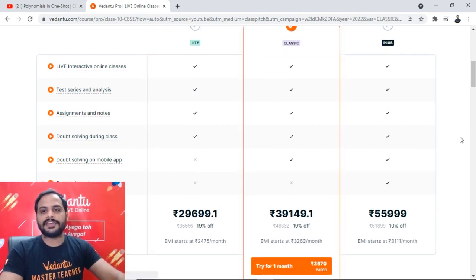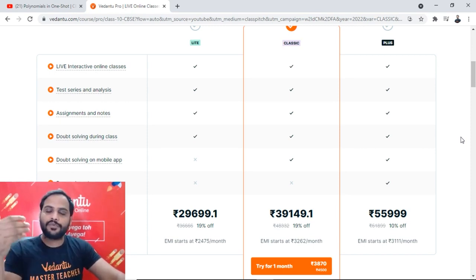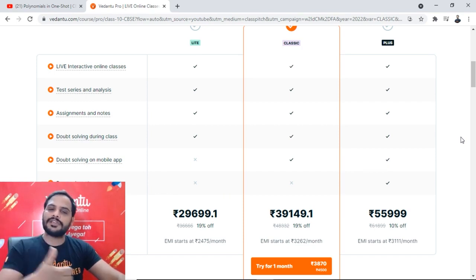Then Pro Classic has one extra feature, that is doubt solving on the mobile app. So all the features of Pro Lite you will get in Pro Classic, plus doubt solving on mobile app. Even after the classes, if you are studying and you get any doubt, you can post that doubt in the doubts app and you will get the solution for it.